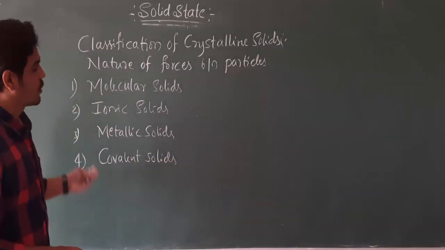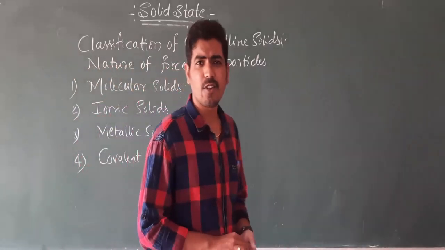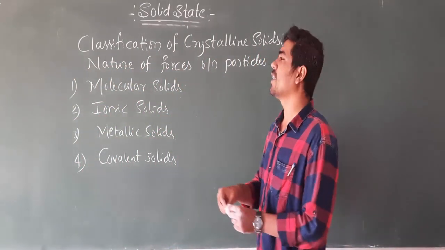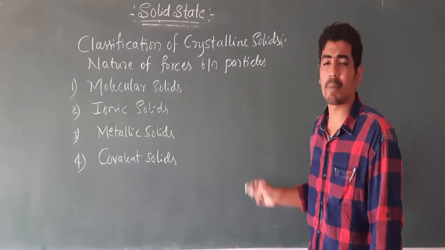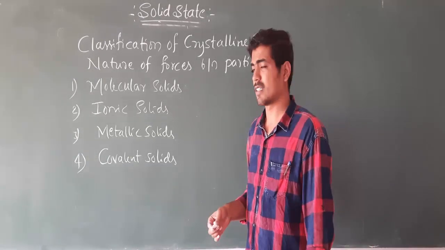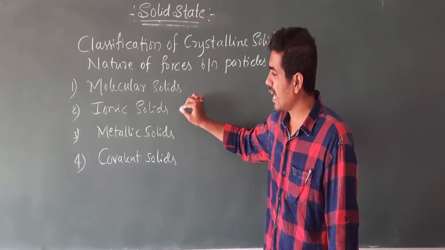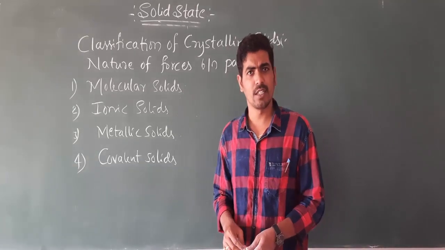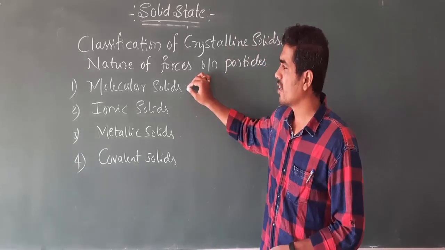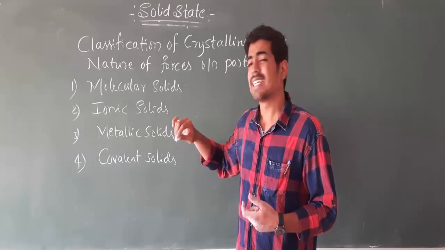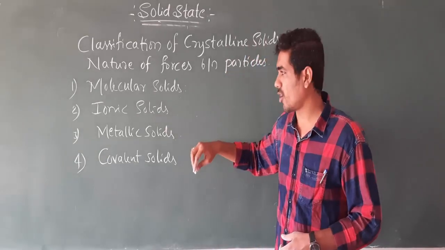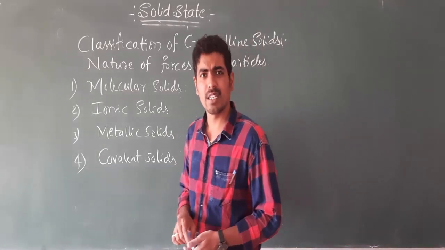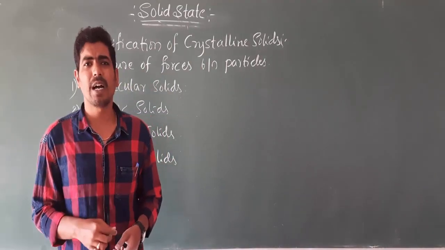So these are the four types of crystalline solids which are classified on the basis of nature of intermolecular forces which are present between the particles: the molecular solids, ionic solids, metallic solids and covalent solids. So what are the characteristics and which type of force is acting between molecular solids, ionic solids, metallic and covalent solids, that we will discuss one by one.